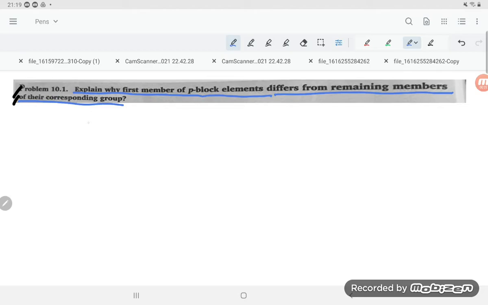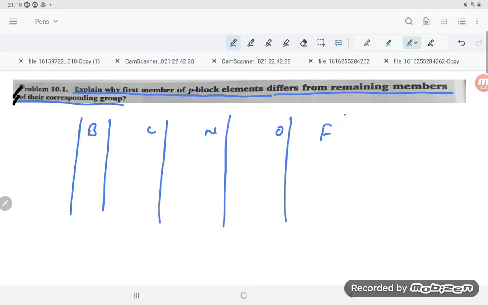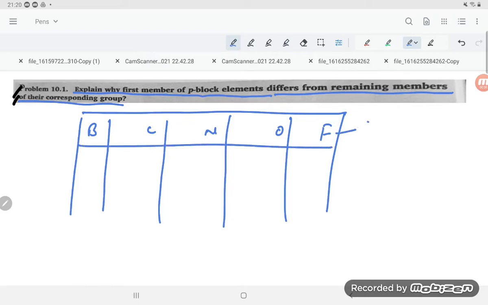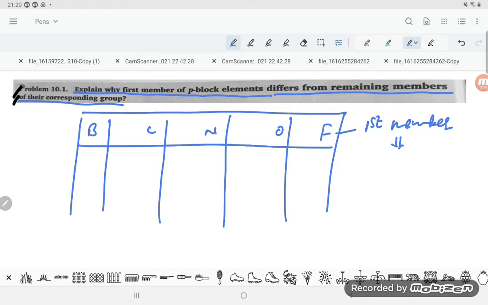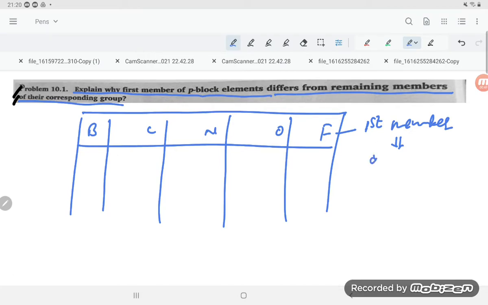Okay, so this is the P block, that is boron, carbon, nitrogen, oxygen, fluorine. They are saying whatever group they are having, these elements are the first member. And this first member differs from the remaining members of their group. Differ from what? The remaining members.